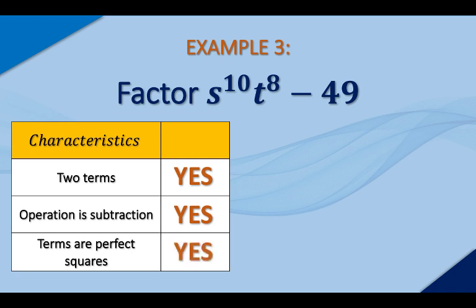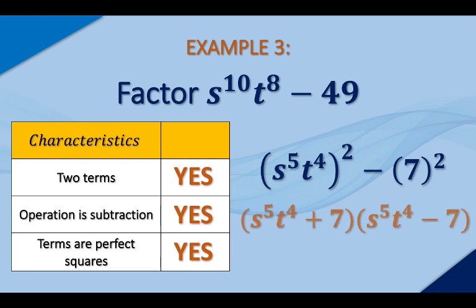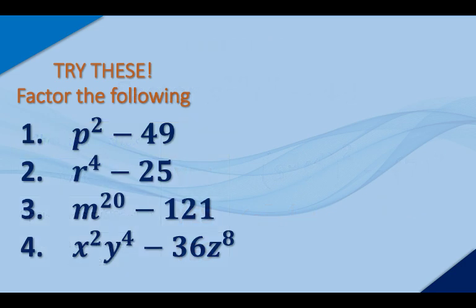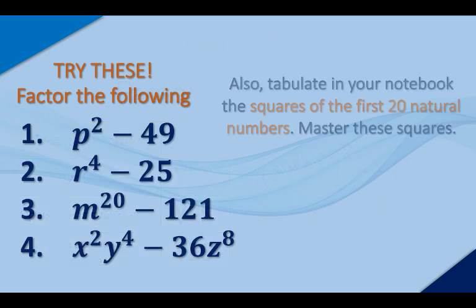We express this binomial as s to the 5th, t to the 4th raised to the 2nd power minus 7 squared. We then factor this binomial as s to the 5th, t to the 4th plus 7 multiplied by s to the 5th, t to the 4th minus 7. Now try these on your own. Also, in your notebook, tabulate the squares of the first 20 natural numbers. You have to master these squares so that in future solving exercises, you'll have to do them much faster, like this.